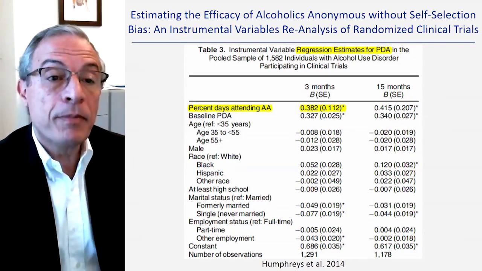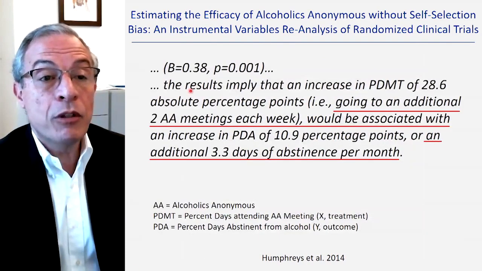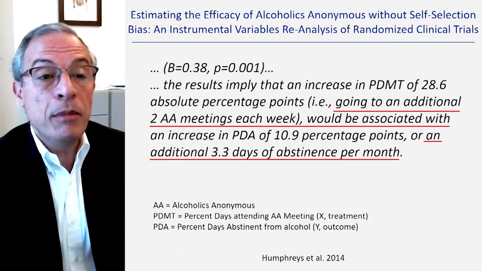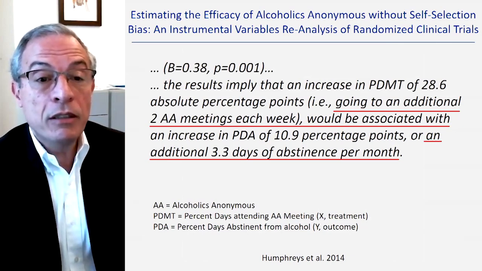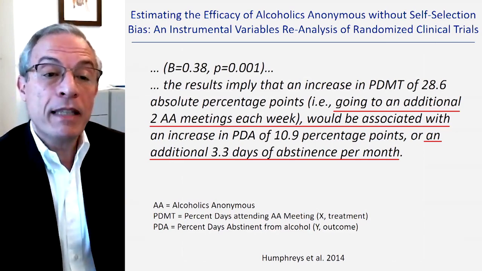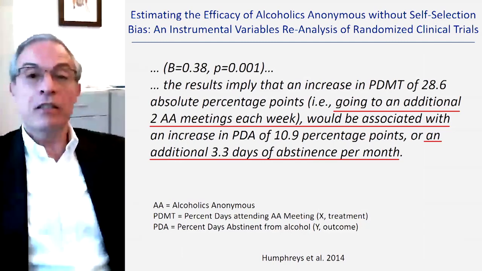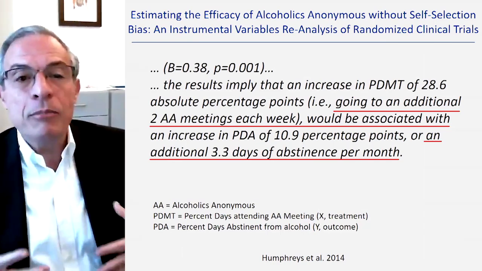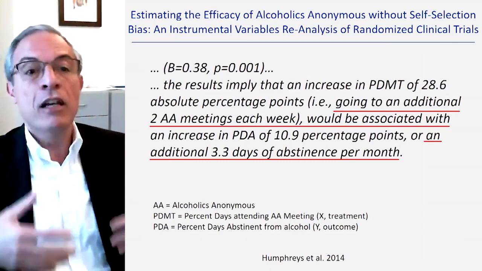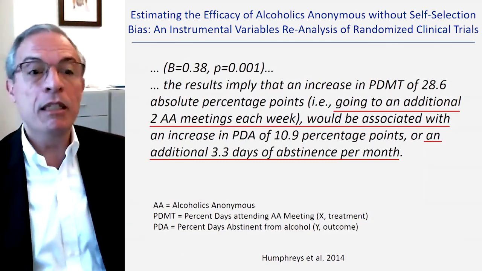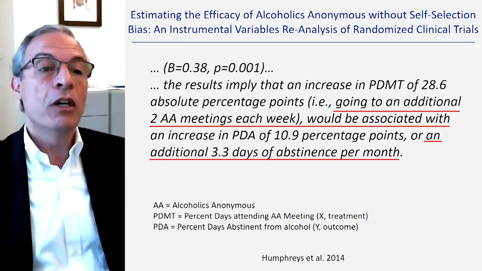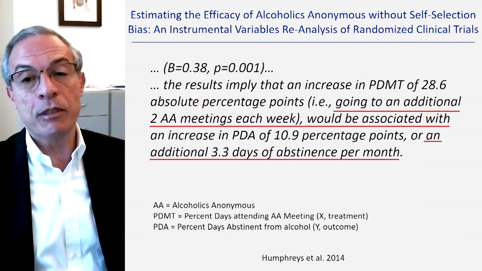Well, the authors tell us in the text. First, they give the p-value here, so that's good. But they tell us in the text, going to an additional 2 AA meetings each week would be associated with an additional 3.3 days of abstinence per month. Beautiful. They explain this statistical jargon in simple English. This is what we found. It doesn't mean it's going to happen, but from our data, if one goes to an additional 2 AA meetings per week, it's associated with an additional 3.3 days of abstinence per month.